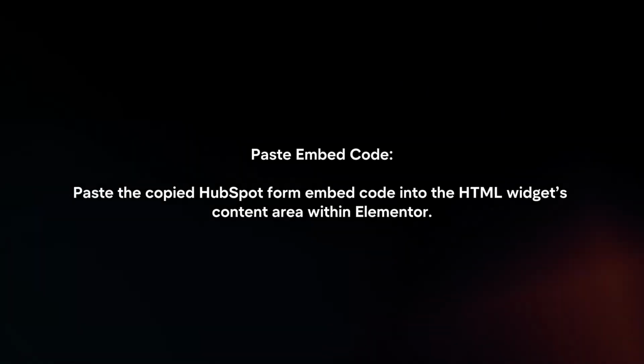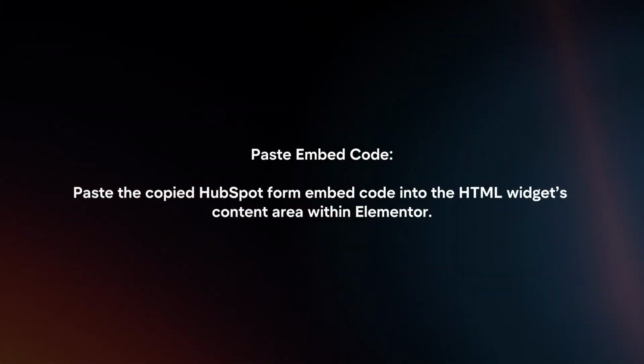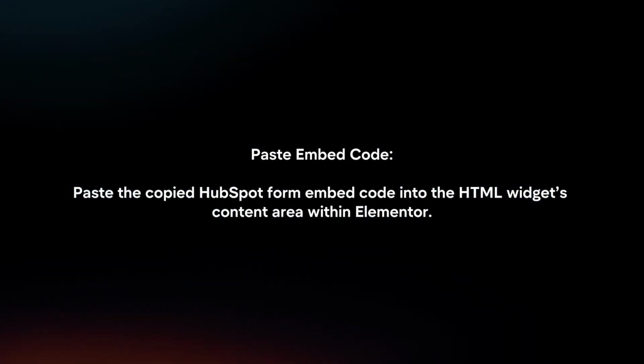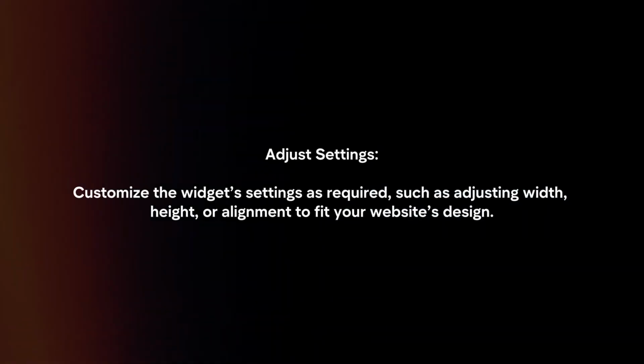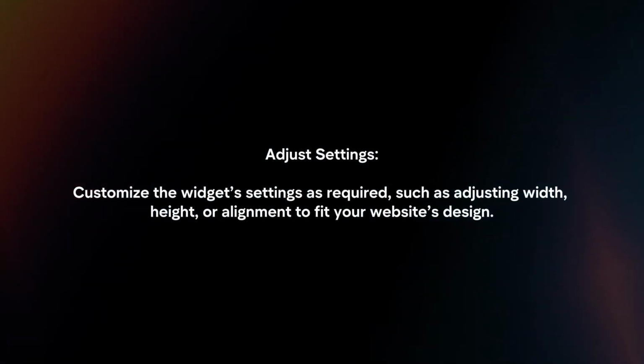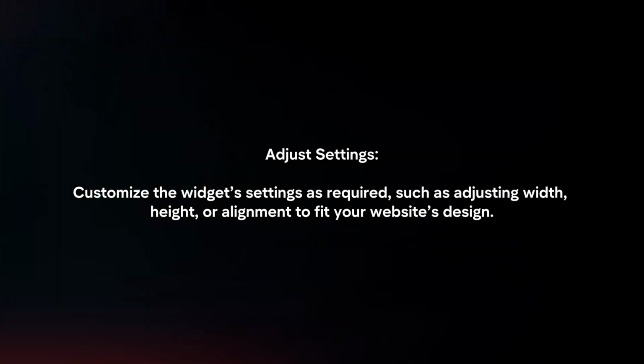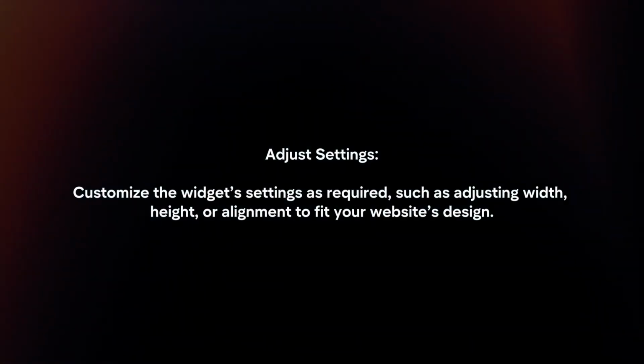Paste embed code. Paste the copied HubSpot form embed code into the HTML widget's content area within Elementor. Adjust settings. Customize the widget settings as required, such as adjusting width, height, or alignment to fit your website's design.